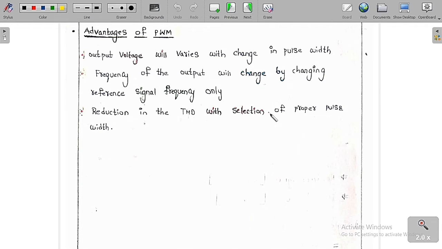Also, we can remove some of the harmonics that we really don't want by choosing the proper pulse width. We can also easily remove the THD, total harmonic distortion. So these are some of the advantages of using this PWM technique.